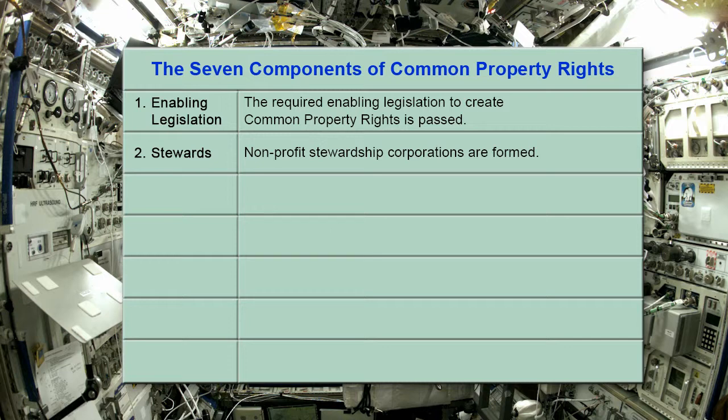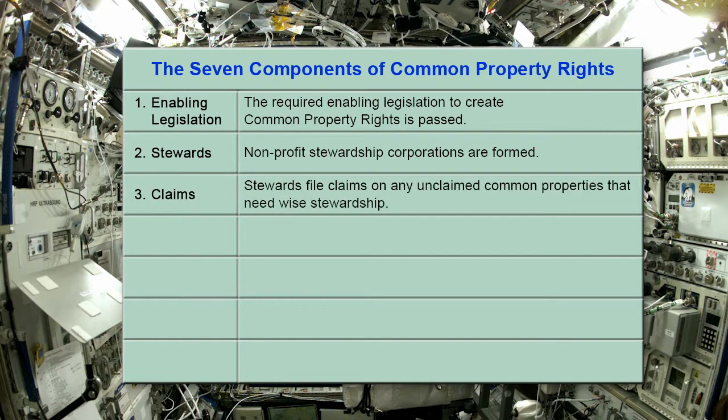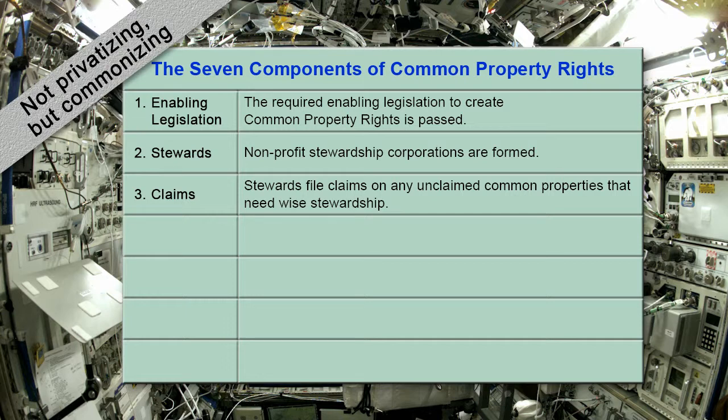Then a steward files a claim. If the claim is approved, the steward now owns the right to manage a particular common property. A steward doesn't own a common property. They own the right to manage it. We are not privatizing property here. We are commonizing it. Once a claim is approved, the government sets the target for that common property.